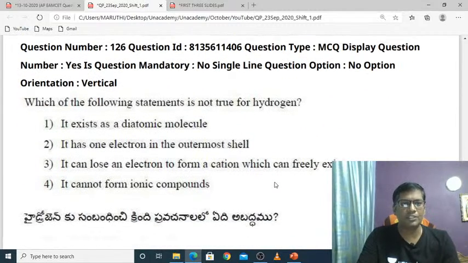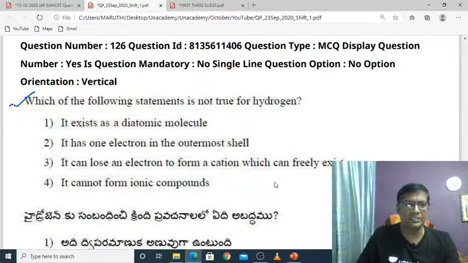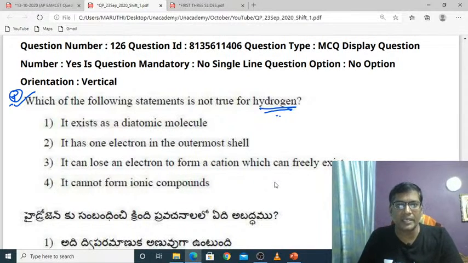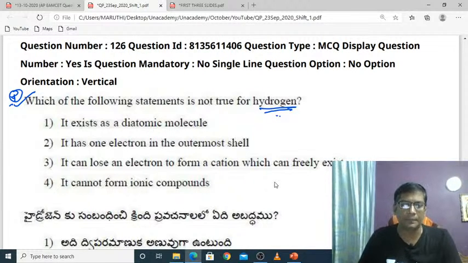Coming to the 126th question. Which of the following statements is not true for hydrogen? Just in yesterday's plus class, I discussed this concept. It exists as a diatomic molecule. Yes, obviously it is correct. H2.